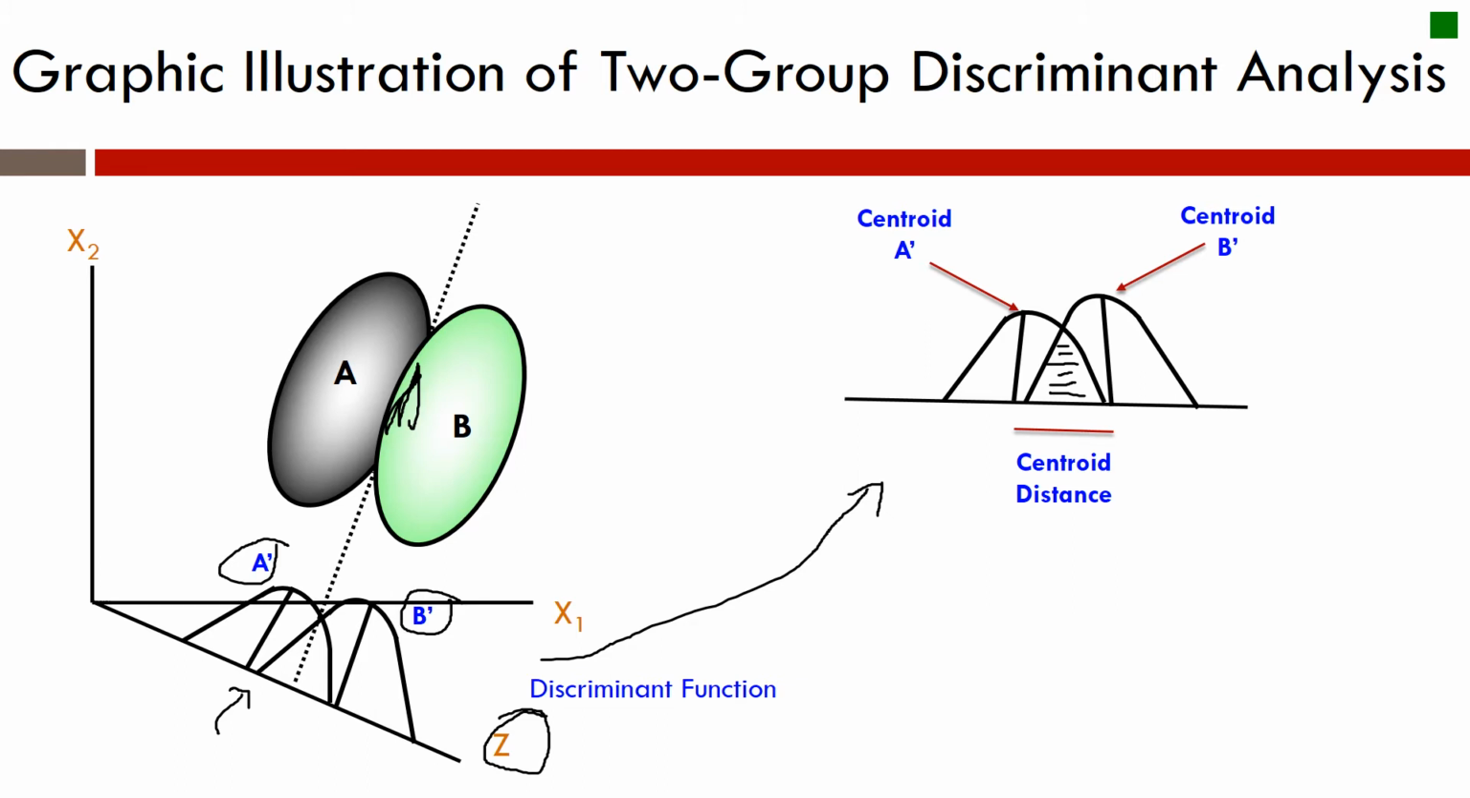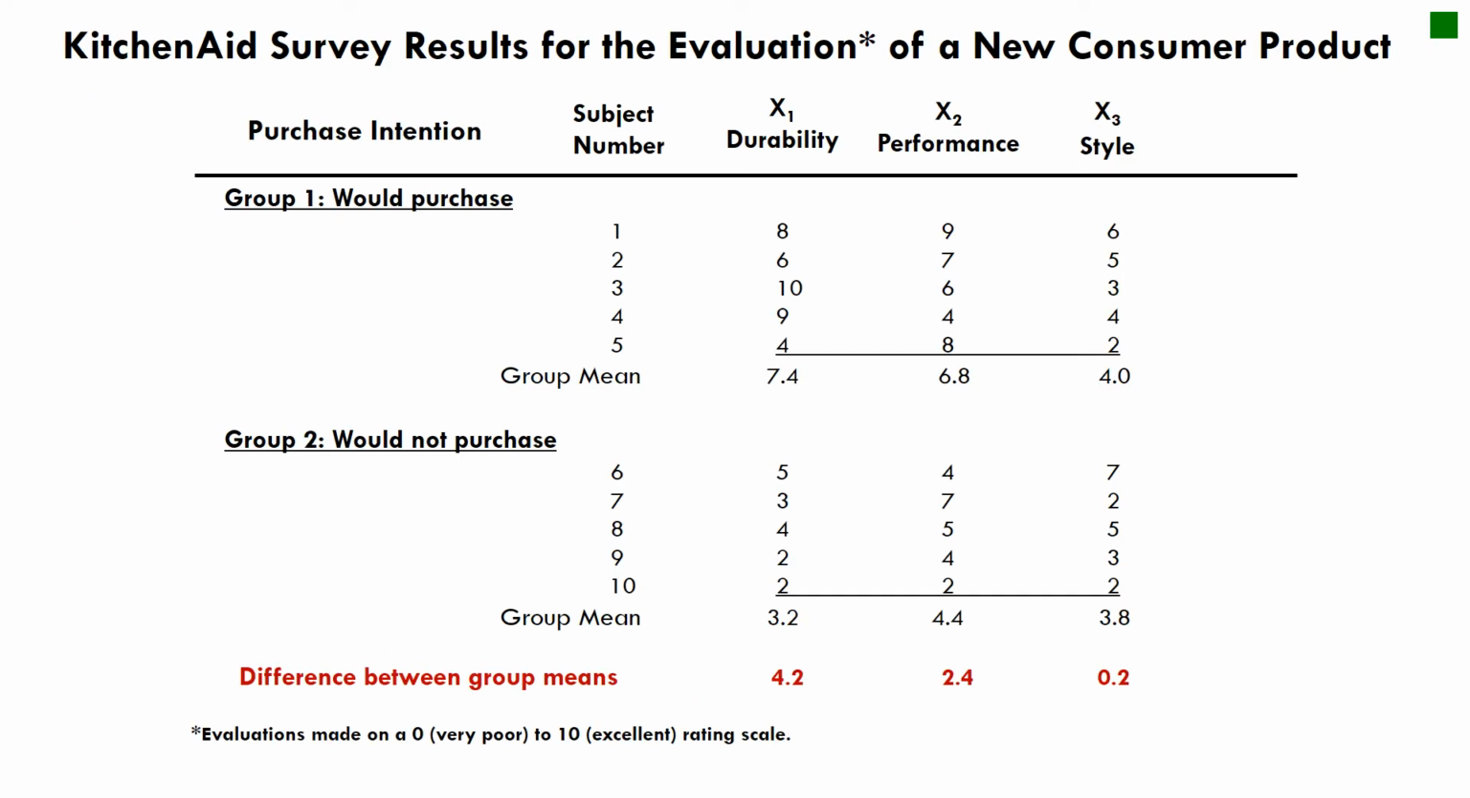So that is in essence what we're looking at when we think about discriminant analysis and the regrouping of objects based on this idea of a z-score. Here's a little bit of data which we'll see again, and this is data from a survey that consumers made on a 0 to 10 scale based on different product features that they feel are important to them: durability, performance, and style, X1, X2, and X3.